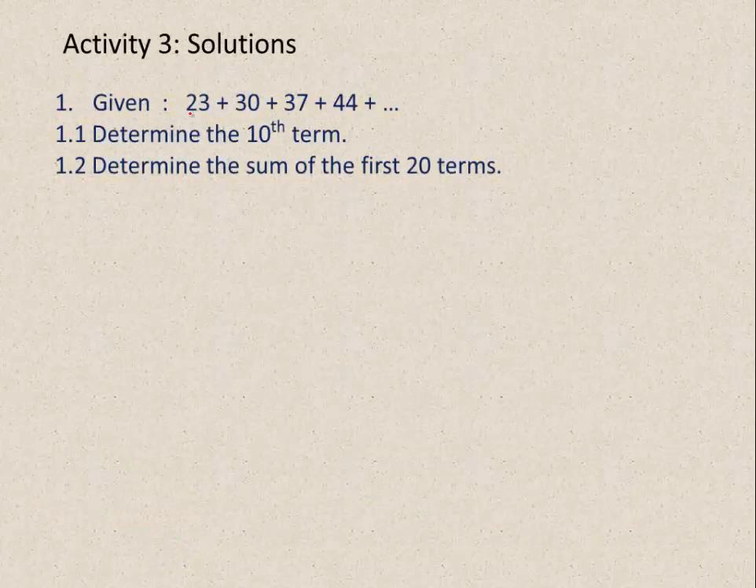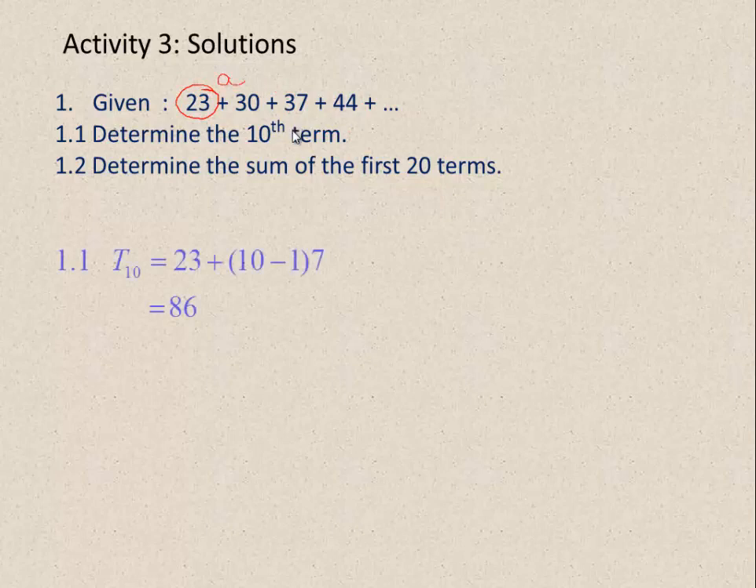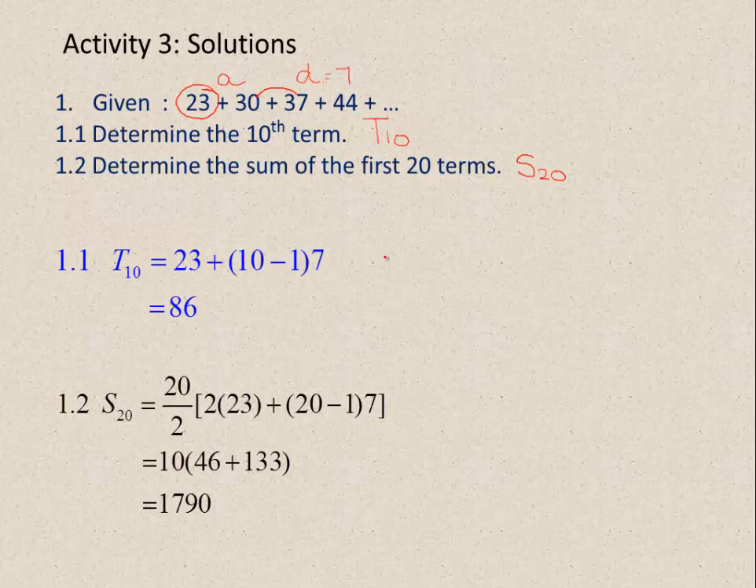Okay, guys, solutions. Given this is a series, determine the 10th term and the sum of the first 20 terms. 20 terms, sorry about that. First and foremost, guys, you know that is A. You would know how to calculate the value for D. D will be the 37 minus that, so D is equal to 7. Determine the 10th term, straight away you know you are calculating Tn. Determine the sum of the first 20 terms, you know you are calculating S20. Perfect.